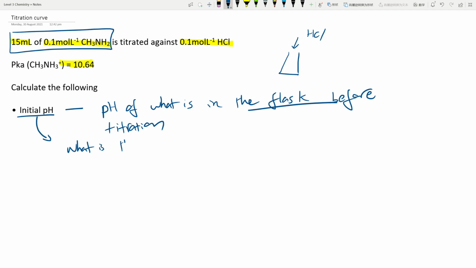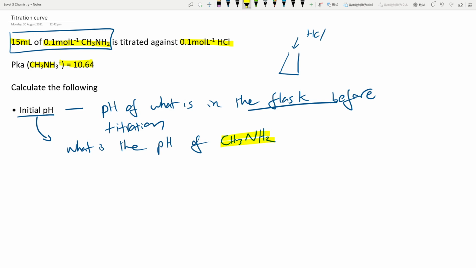What is the pH of CH3NH2? That's all it is asking. And this is where you need to remember the equation that you got from previous lessons. We gave you the pKa of CH3NH3+, and we want you to calculate the pH of CH3NH2 because that's in the flask and we didn't add any HCl in yet.